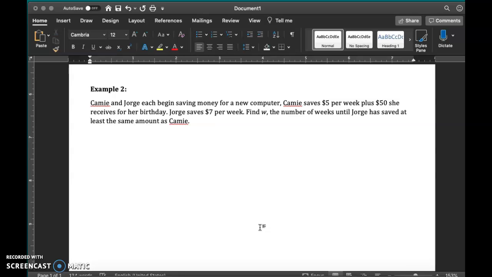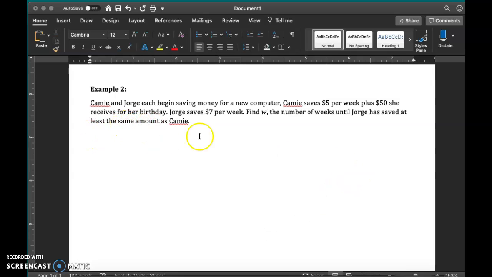So Cami and Jorge each begin saving money for a new computer. Cami saves $5 per week plus $50 she received for her birthday. Jorge saves $7 per week. I guess he didn't have any other money recently that he got. Find W, the number of weeks until Jorge has saved at least the same amount.